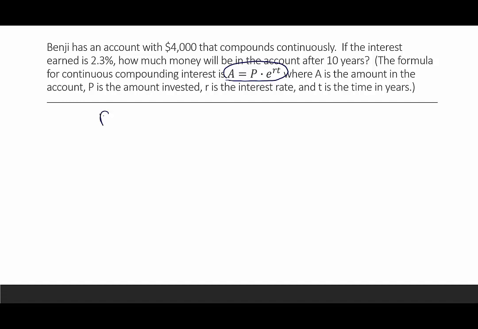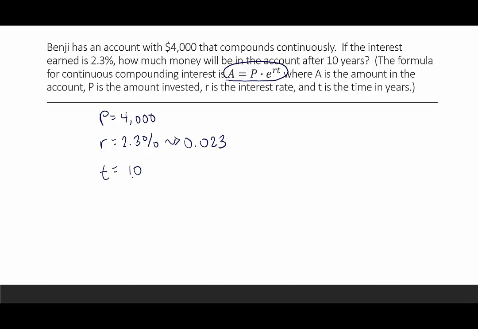We know that Benji started out with $4,000, so that's the amount invested. The interest rate is 2.3%. Since we can't actually use it in percent form, we're going to convert it to its equivalent decimal by dividing by 100. Dividing by 100 is going to move the decimal point 2 places to the left, giving us 0.023. And we know that t is 10 years, so t equals 10.